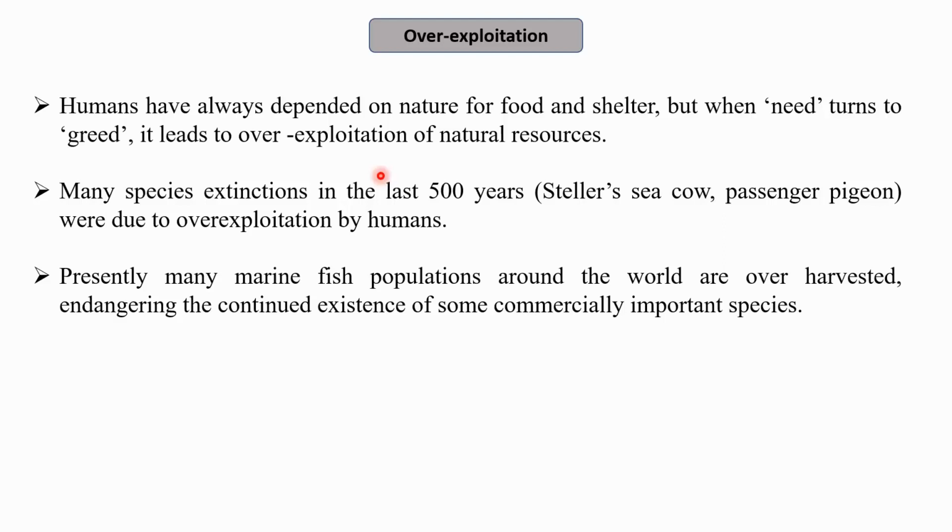So over exploitation has also been one of the major causes that has led to the decrease in diversity, or it is a major threat to the biodiversity, as overexploitation of the resources by humans has led to the extinction of various species. Examples are Steller's sea cow or passenger pigeon, or there are many marine fishes which are harvested daily, or which are actually over harvested around the world. So this might also lead to their endangerment, and the continued existence of the commercially important species will come under the category of the endangered species.